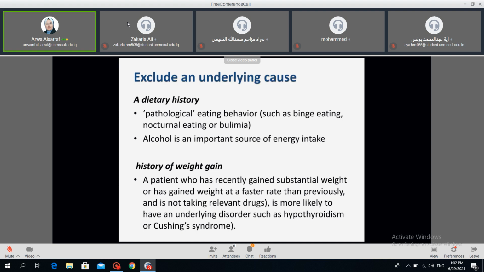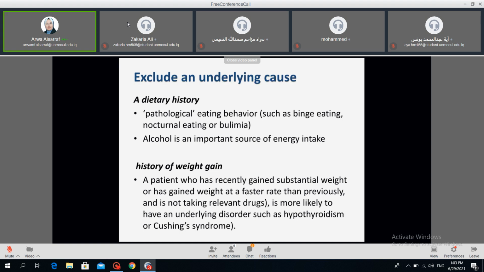Also, we need to ask about any history of alcohol consumption because, as you learned in the previous slides, alcohol contains a large amount of energy. Also, it is very high in energy, and the patient does not eat. Sometimes they only depend on the alcohol, and it may also cause obesity.